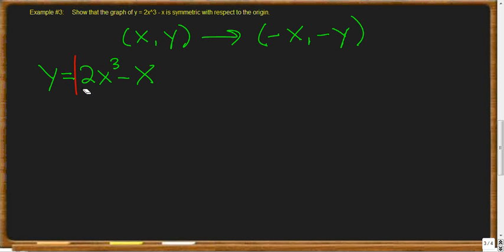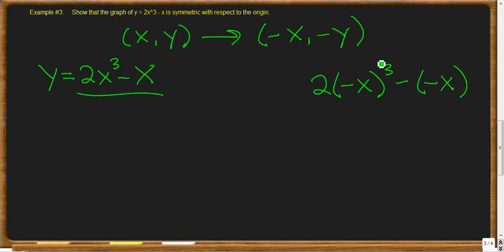So what I'm going to do here is take this second part, but rewrite it with a negative x. Okay, so I'm going to have, excuse me, 2 times negative x cubed minus negative x. And from this, I need to simplify.